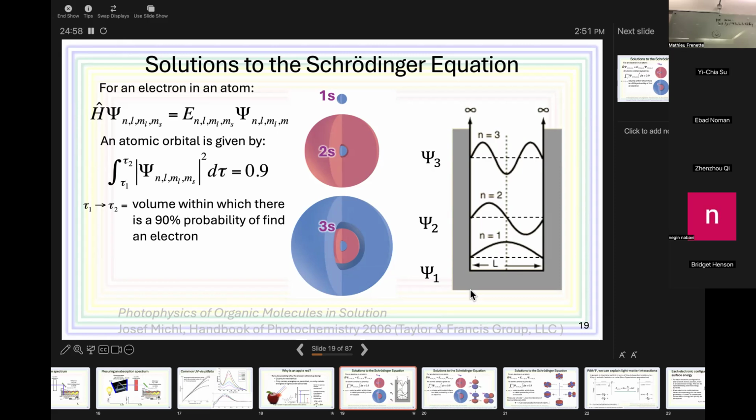Basically, the solutions of the Schrödinger equation are just increasing the number of nodes in the solution. So here you have 0 nodes, 1 node, 2 nodes. That's for a particle in a 1D box, which is not realistic. Atoms are not one-dimensional.